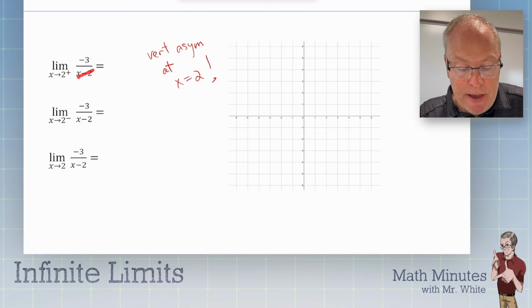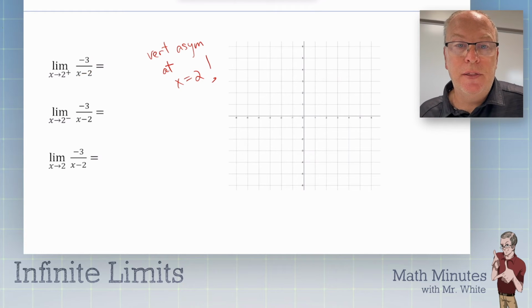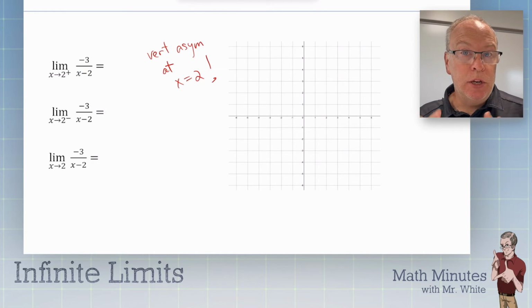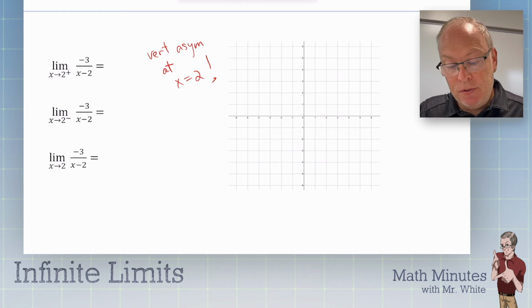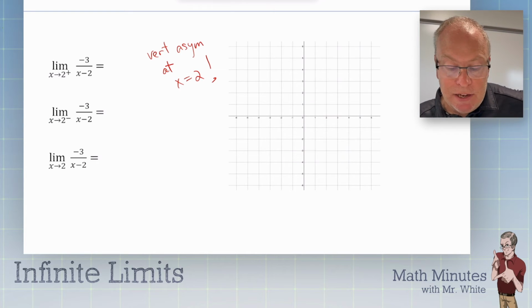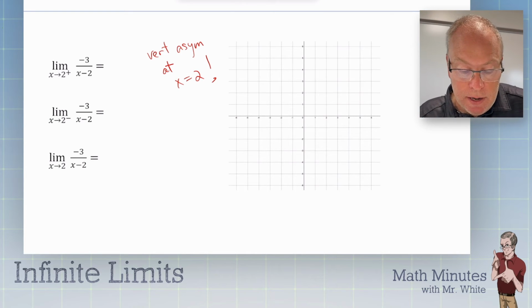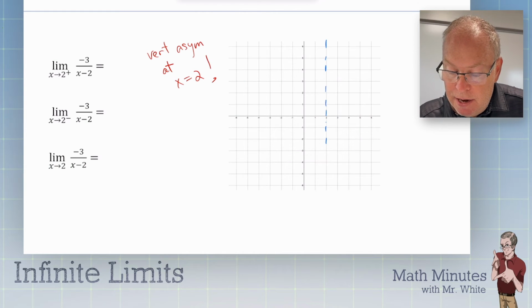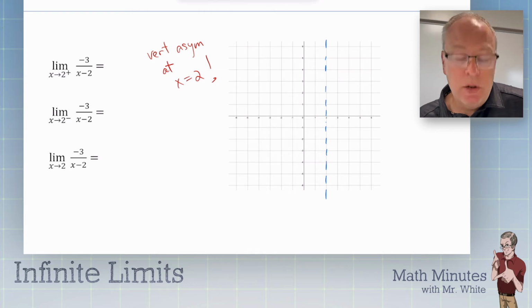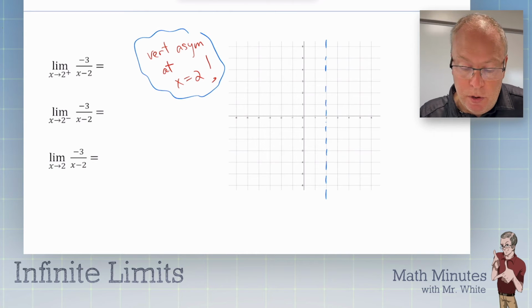Now, because this factor doesn't cancel another factor on the top, it's not a hole. So we know it's an asymptote. Let's go ahead and sketch that in. I'll use a different color here. At 2, I'm going to put a dotted line right there. We know there's a vertical asymptote at x equals 2.